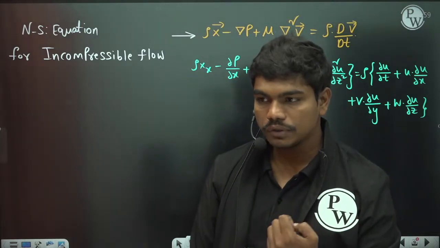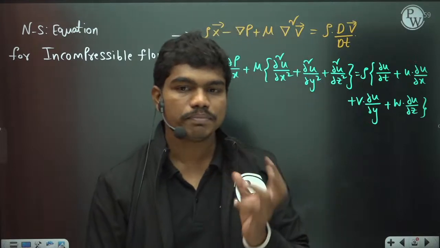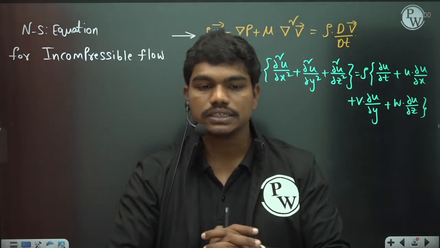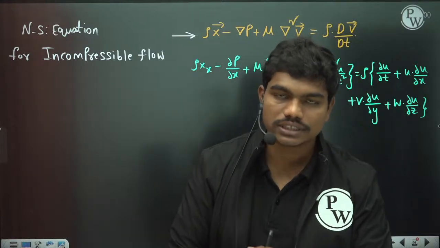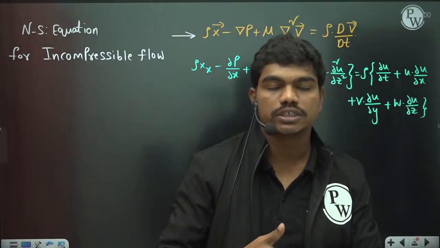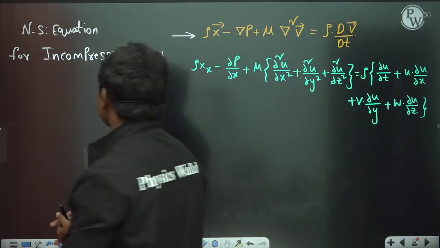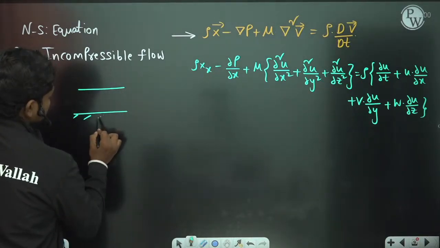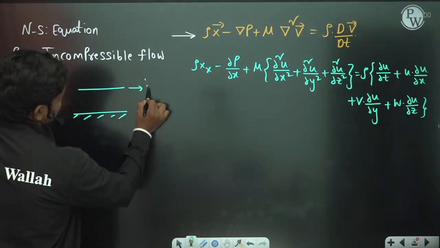But if you talk about some very simple flows, like flow between flat plates or flow in a pipe, then we need to make a few terms zero depending on the approximations we take. For example, consider a flow like this, where this plate is fixed and this plate is moving at some u infinity velocity.